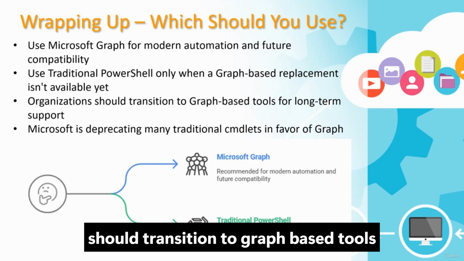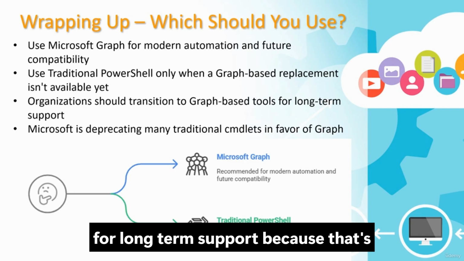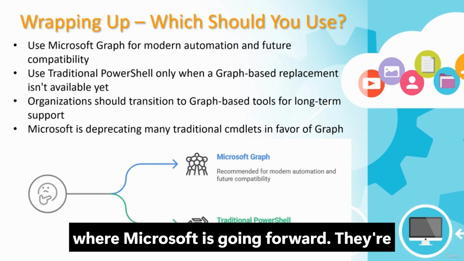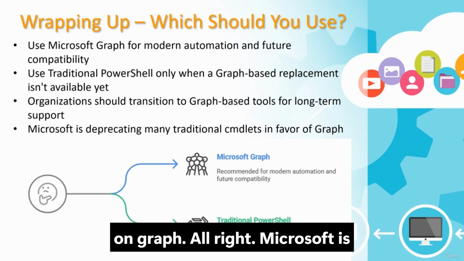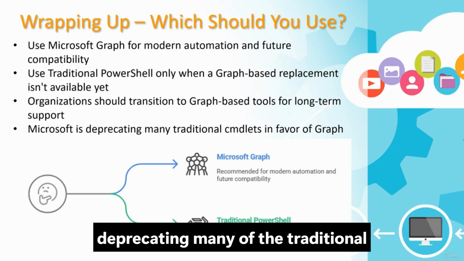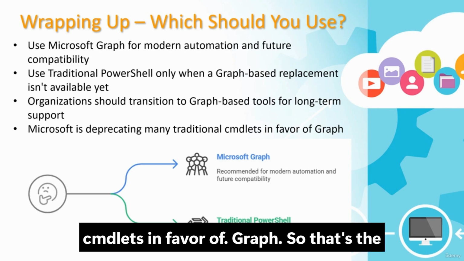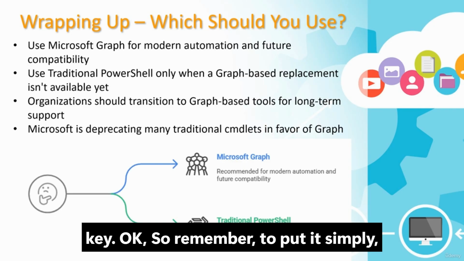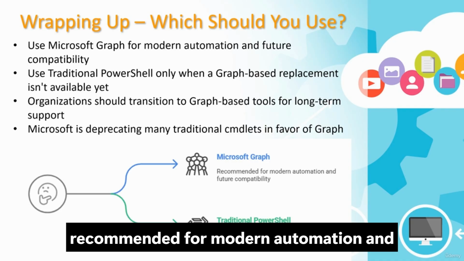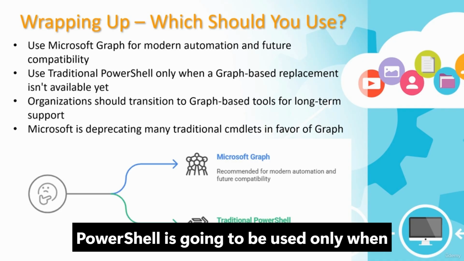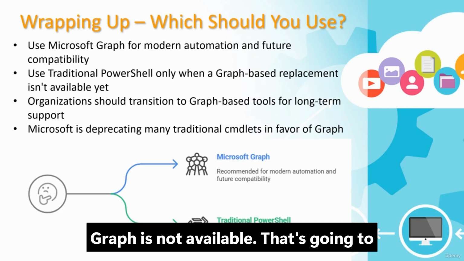Organizations should transition to Graph-based tools for long-term support, because that's where Microsoft is going forward. They're going forward with Graph, full steam ahead on Graph. All right, Microsoft is deprecating many of the traditional cmdlets in favor of Graph. So that's the key. Okay. So remember, to put it simply, Microsoft Graph is going to be recommended for modern automation and future compatibility, while traditional PowerShell is going to be used only when Graph is not available.